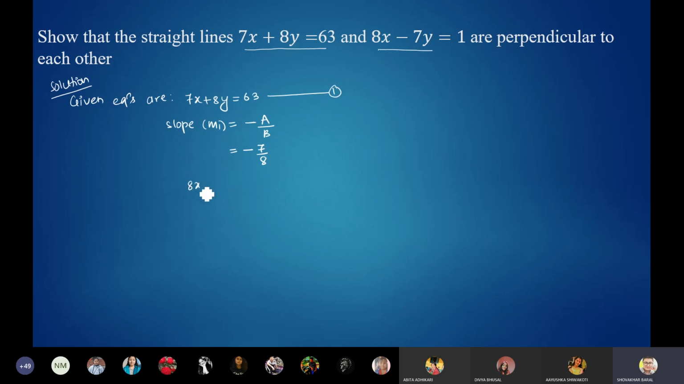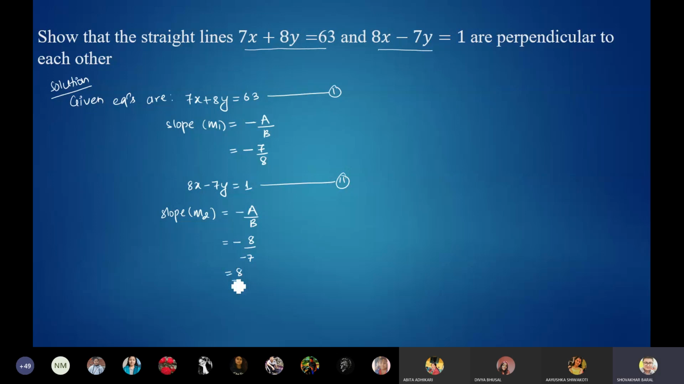And the second equation is 8x - 7y = 1. The slope of this line, m2, is equal to -a/b, that is -8 by -7. Minus and minus cancel here, so it will be 8/7.